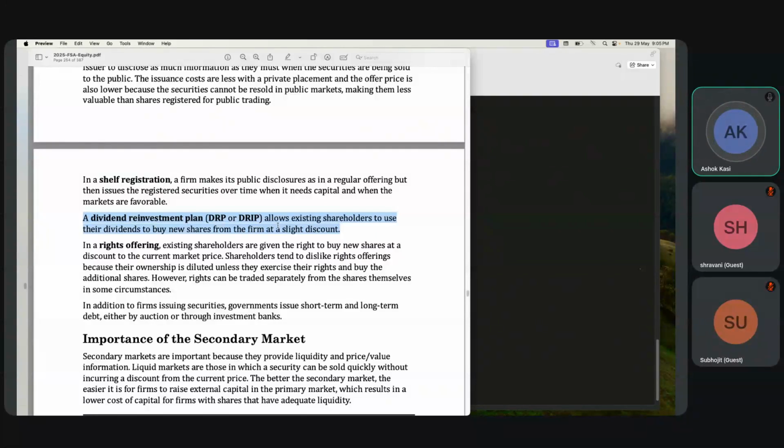You can buy units, but in the US it is traded on a decimal basis. You can buy 1.2 shares also, 1.5 shares also. Whereas over here that is not possible. You will have to buy 1 share, 2 shares, 3 shares, like this. Whereas over there, even in decimals you can buy.